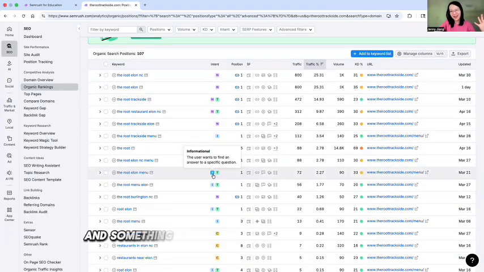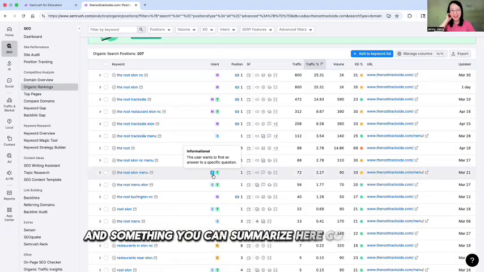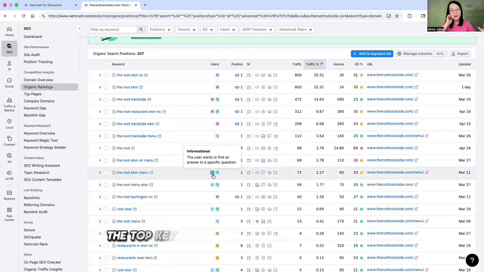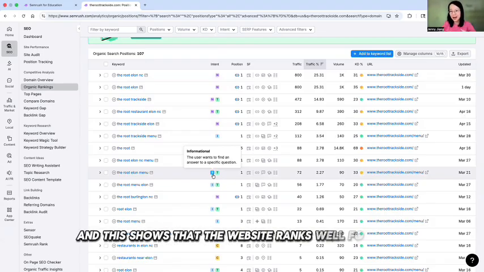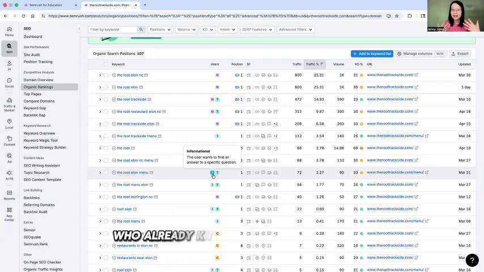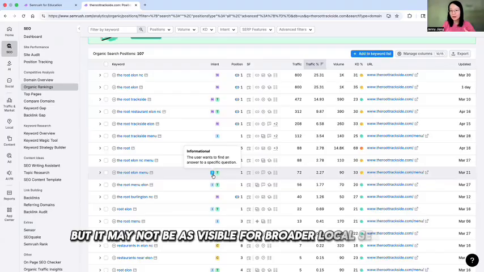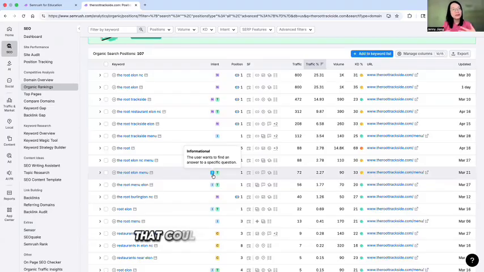And something you can summarize here could be: the top keywords are mostly branded terms, and this shows that the website ranks well for users who already know the restaurant's name, but it may not be as visible for broader local searches that could attract new customers.